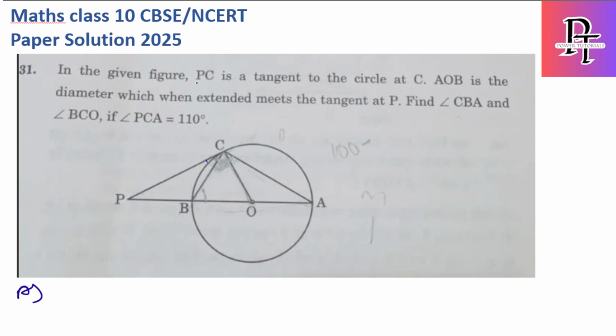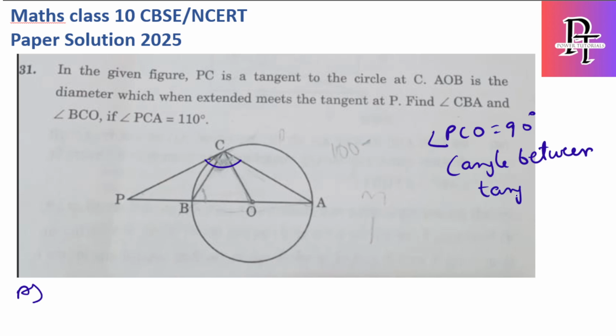In the given figure, PC is the tangent to a circle, AOB is the diameter which is extended, meets the tangent at P. Find CBE and BOC if PCA is 110. PCA here is 110. So if this is 110, the tangent angle, we know angle PCO is equal to 90 degrees, as this is the angle between tangent and radius at the common point.